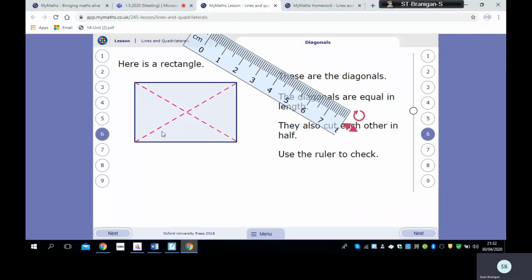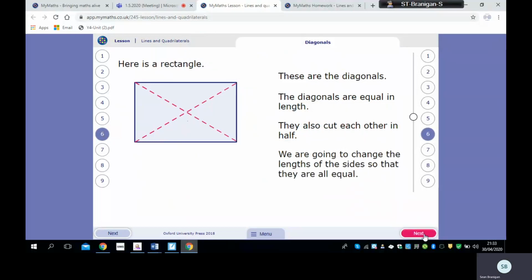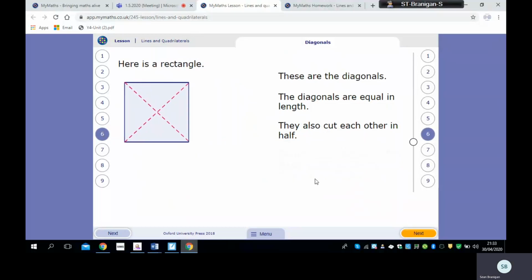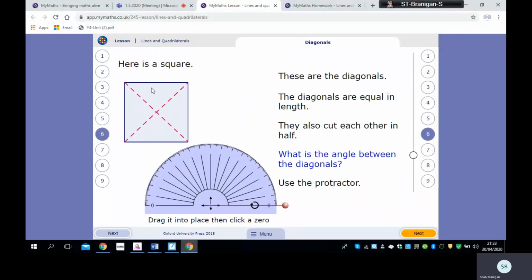Okay. However, they don't create a right angle within. Smaller than a right angle, and these 2 sides are smaller, and these two diagonals here where the angle is, the angle is much larger than 90 degrees. We're going to change the lengths of the sides now so that they're all equal. So it should create a square. There we go. Now, you can see they're all equal.